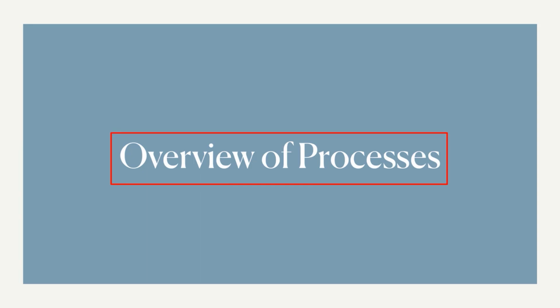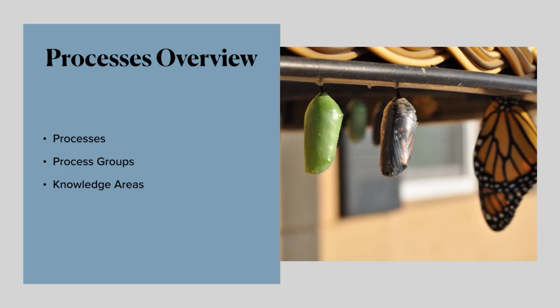Here we are on the overview of the processes. Let's quickly see what we have here. I think I have already briefed you a lot about this, so I'll try to go through it very quickly. We have a total of 49 processes. I keep repeating it. They are divided into process groups and different knowledge areas.